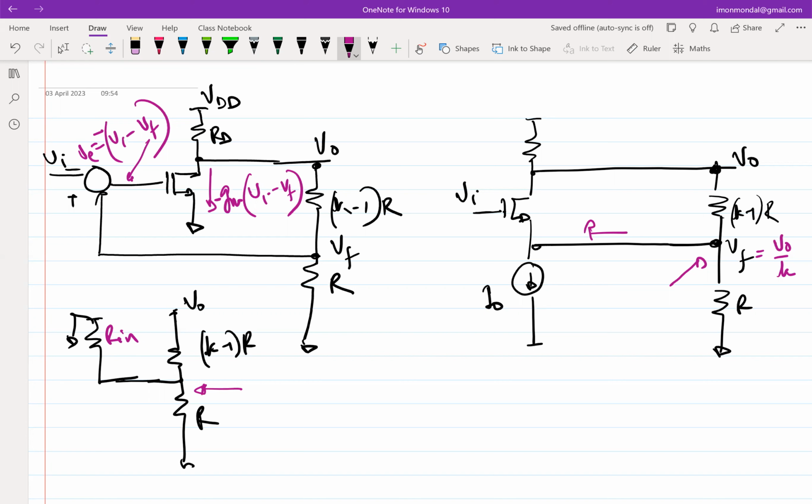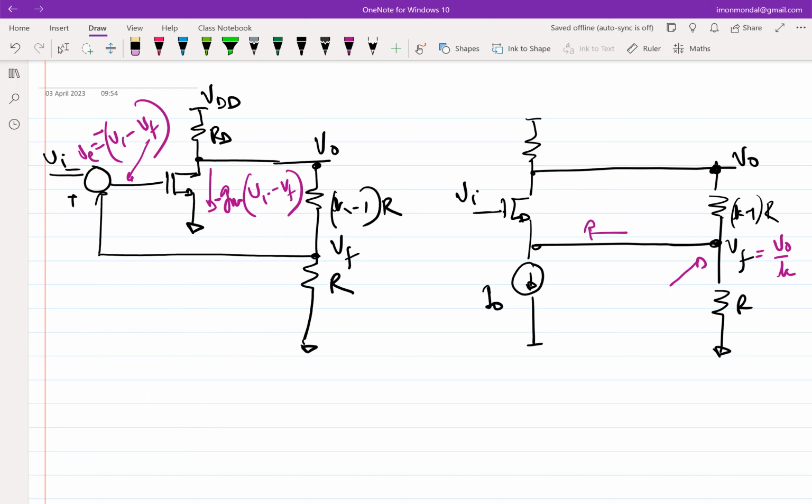Rin will not load if Rin is much higher than this resistor stack, if Rin is much higher than the Thevenin resistance looking in, right? Then it will not load, but if it's not, then it will load. But in this case, the way we have set up the circuit, it's supposed to be looking low impedance, and the resistor stack is supposed to be high impedance. So this will definitely load. So we need to isolate, right? For that, we needed a voltage buffer. And the characteristics of a voltage buffer is that input impedance has to be very high and output impedance has to be very low. And that is something we have studied.